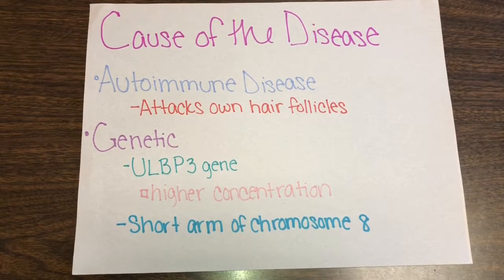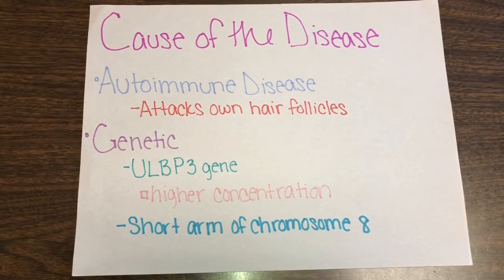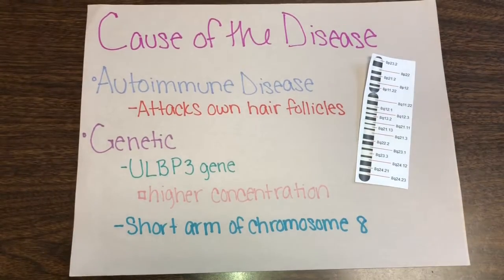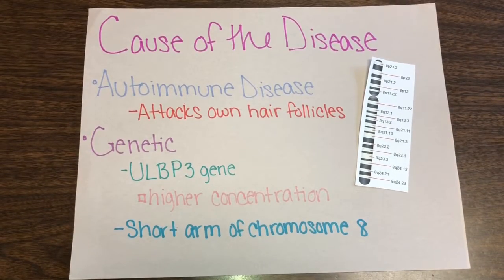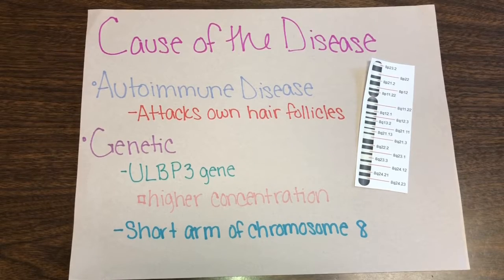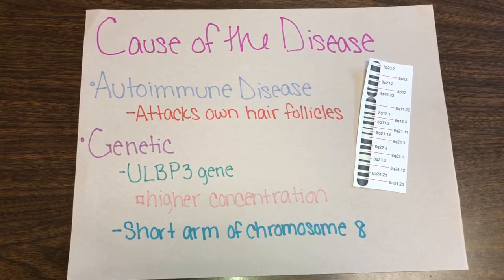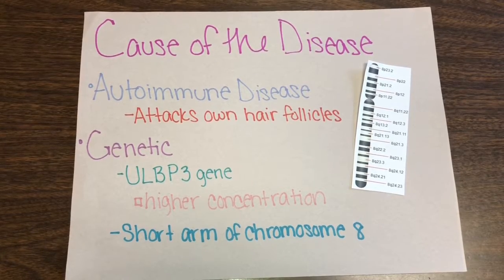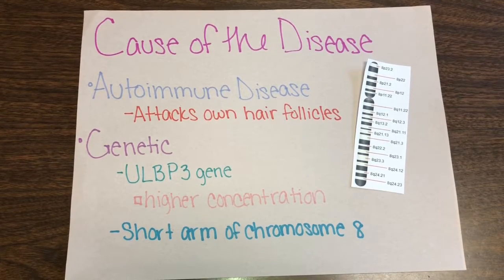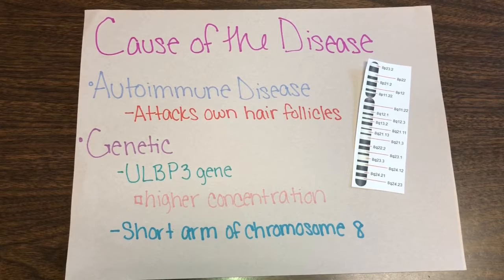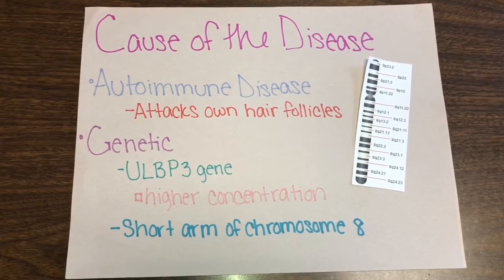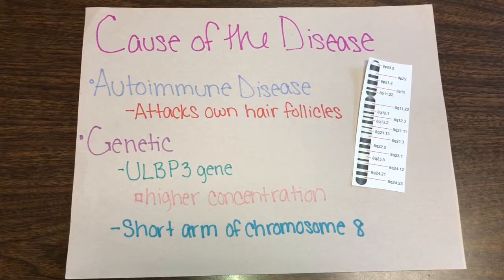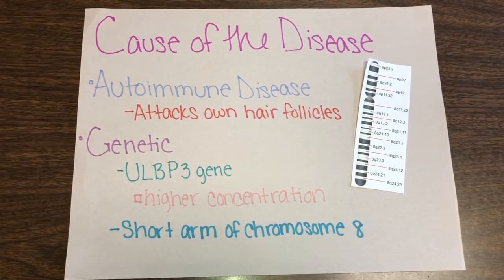Alopecia is also genetic, which means the gene is located on the short arm of chromosome 8. The ULBP3 gene is not normally found in hair follicles, but is found in abundance in hair follicles affected by alopecia. ULBP3 attracts immune cells called cytotoxic cells. If there is an infection present in the body, these cells will help fight it off or destroy damaged cells. If there is no infection or damage, they will attack healthy tissue in the hair follicles.